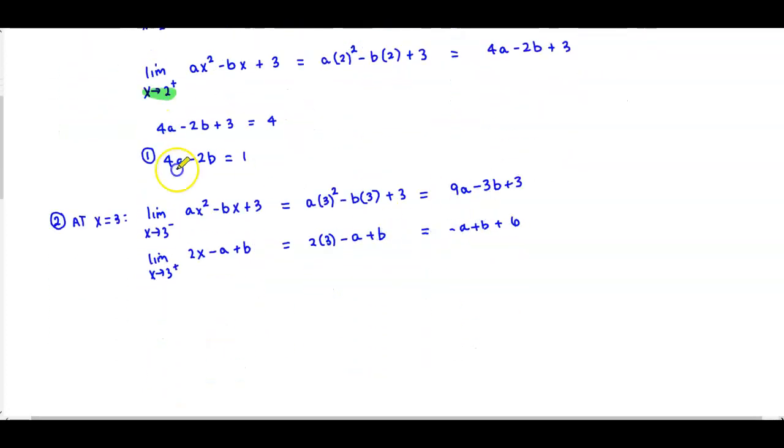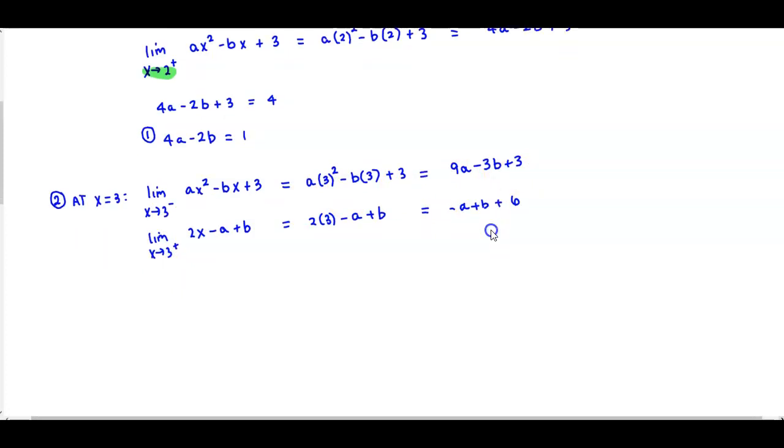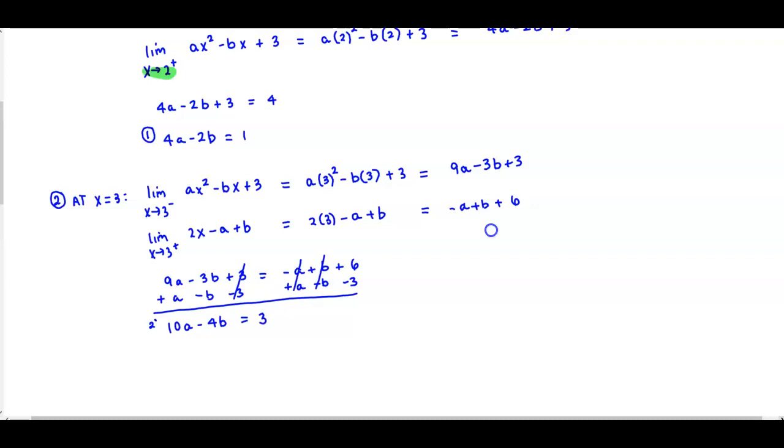Now again, going back to what we stated before, these limits from the left and the right have to equal each other. So we're going to set them equal to each other, and we get 9a minus 3b plus 3, which is equal to negative a plus b plus 6. Now we're going to add a to both sides, subtract b from both sides, and then subtract 3 from the right side. So we end up getting 10a minus 4b, which is equal to 3. So there is our second equation for our system of equations.